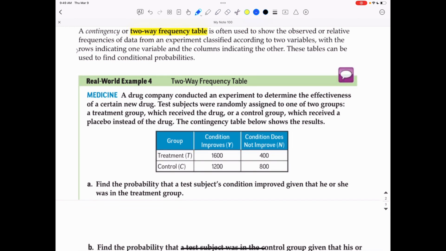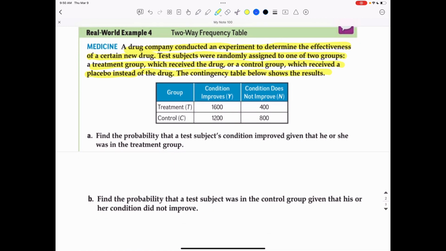Probabilities can also be applied to two-way frequency tables. It's just something that we have done in a previous class. With two-way frequency tables, not all the totals are going to be the same. You have to figure out which total we want to base the probability upon. A drug company conducted an experiment to determine the effectiveness of a certain new drug. Test subjects were randomly assigned to one of two groups, a treatment group, which received the drug, and a control group, which received the placebo, which is a sugar pill or a fake drug, in place of the drug. The contingency table shows the results.